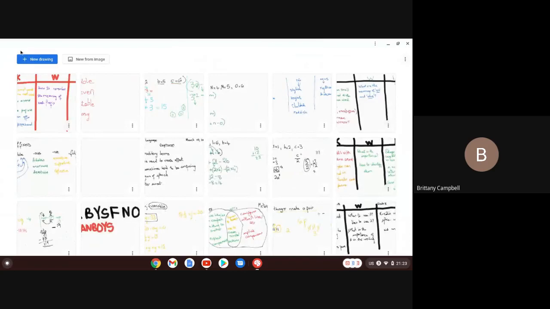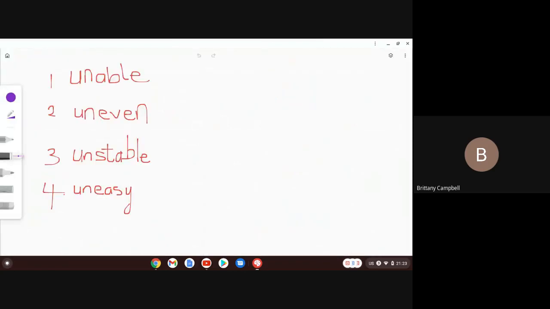All right, so let's go. I'm going to just put away this screen for a short while. Now on the board, I've written some words here. So look at them. We have, what is this one? Unable, beautiful. We have uneven. Yes. What's the third one? Unstable. And then we have uneasy. Now look at those words carefully. Take a look at them. What do you notice about these words? Anyone want to respond? That's okay. What do we notice?